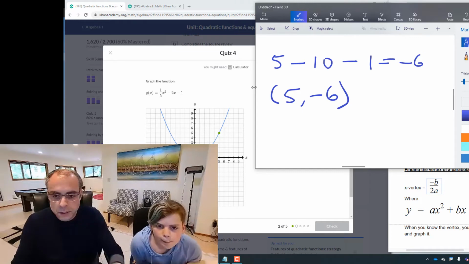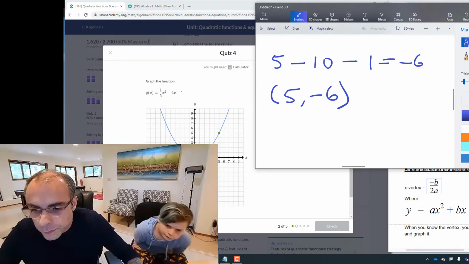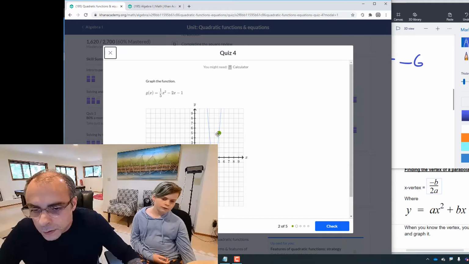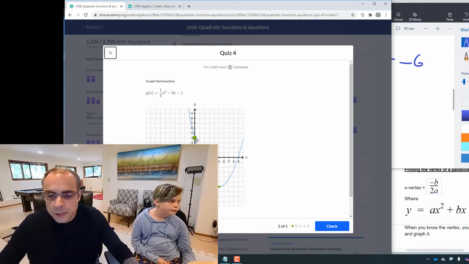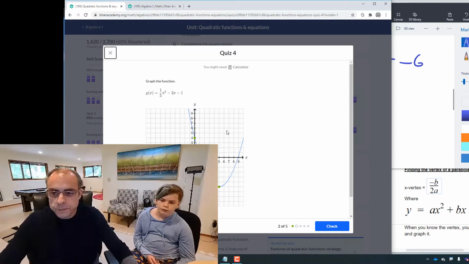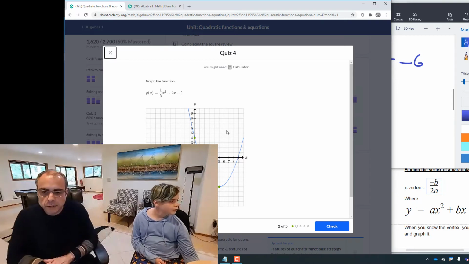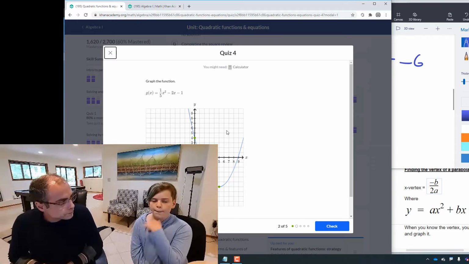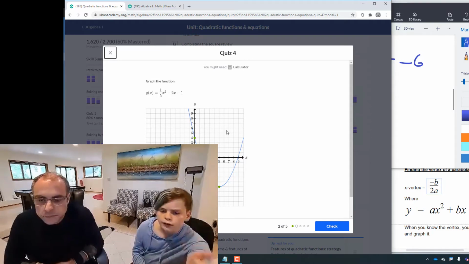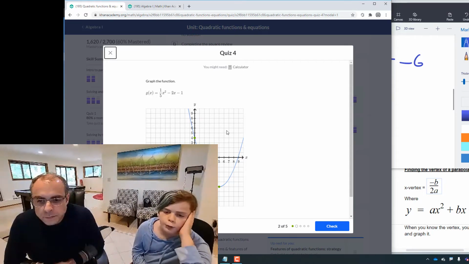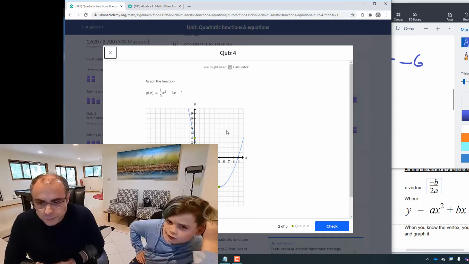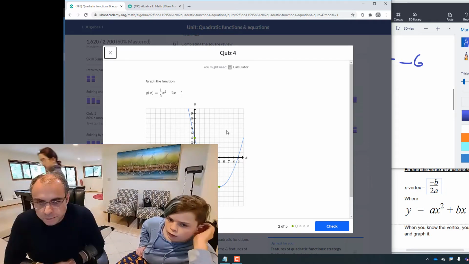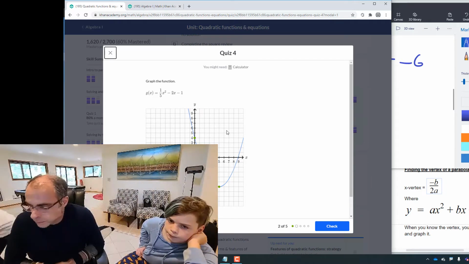Okay. So that will be 5, comma, negative 6. And then what's the next thing we need to do? Find the y-intercept. How would we do that? By plugging x to 0 in. Okay, so what's the answer? Negative 1. Yes.